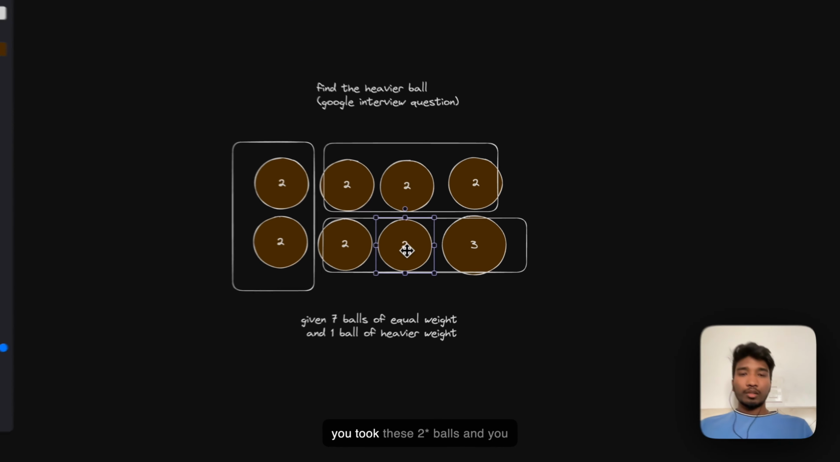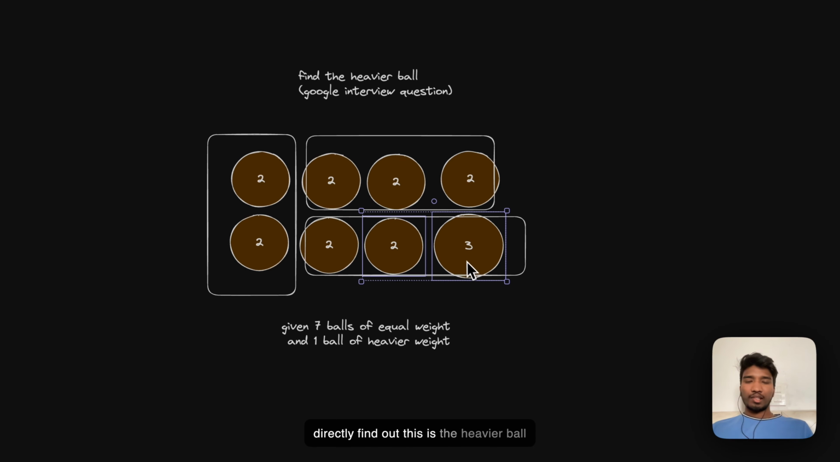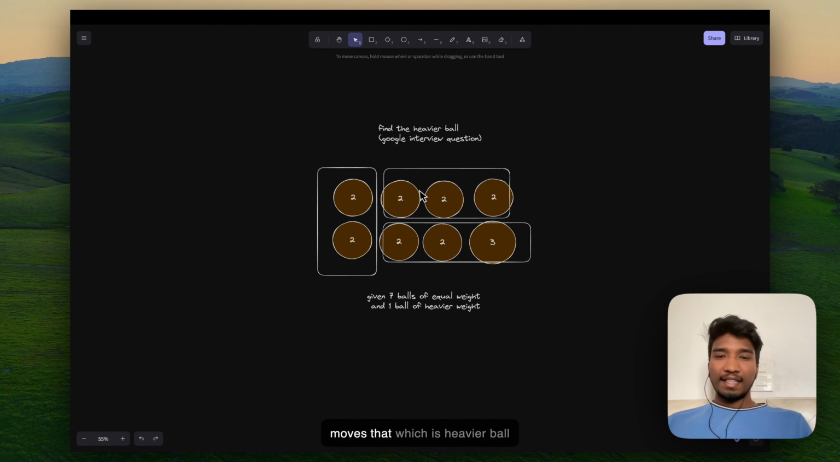But if you took these 3 balls and you directly find out this is the heavier ball, so whatever you do, you find out in 2 moves which is the heavier ball.